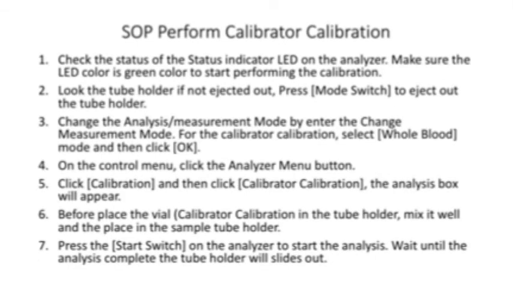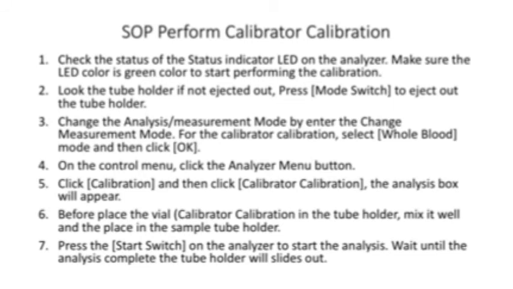As for the SOP to perform calibrator calibration, it is the same. We have to check the status indicator LED on the analyzer. Make sure the color is green to start performing the calibration. Look at the tube holder to see if it is not ejected out. Press the mode switch to eject out the tube holder.